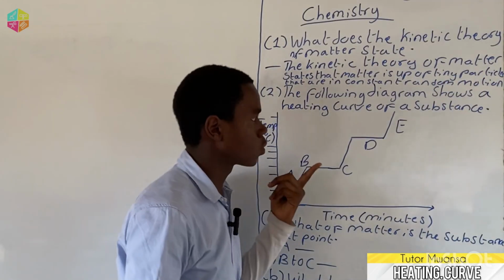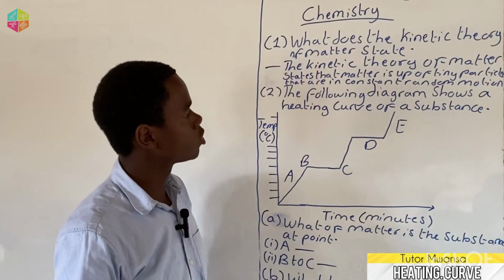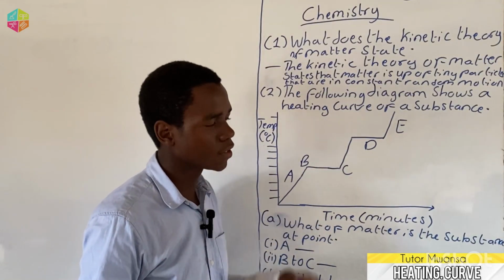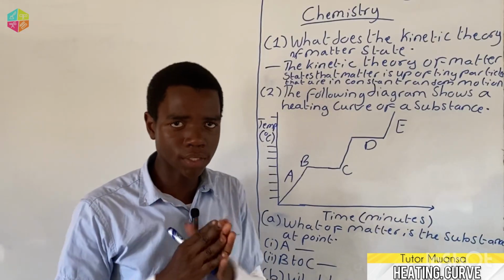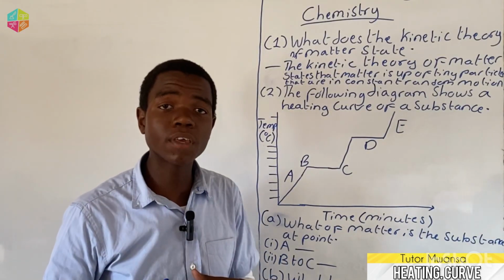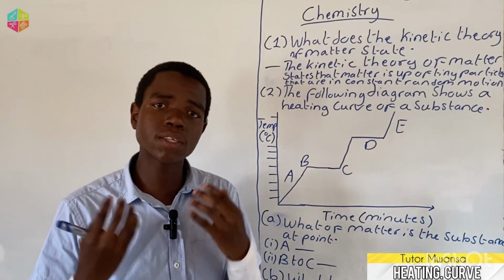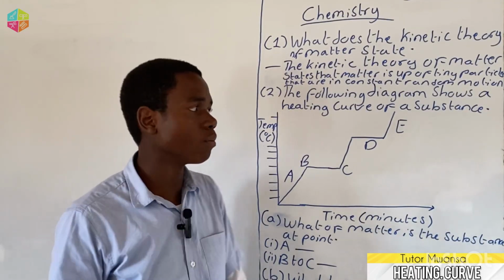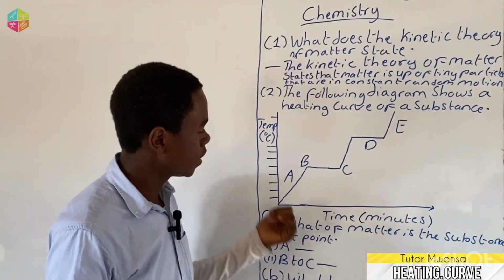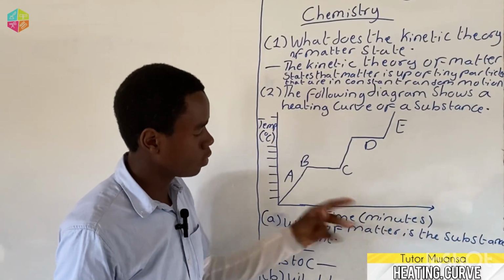Let's move on to the next question. The following diagram shows a heating curve of a substance. So one thing you have to understand about a heating curve, it does not only deal with ice or water. A heating curve can be of any substance that has a melting point and a boiling point, a fixed melting point and a fixed boiling point. So this could be any substance. There's temperature here and there's time there.